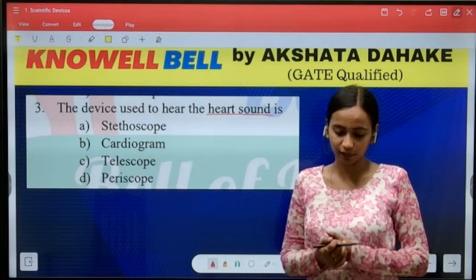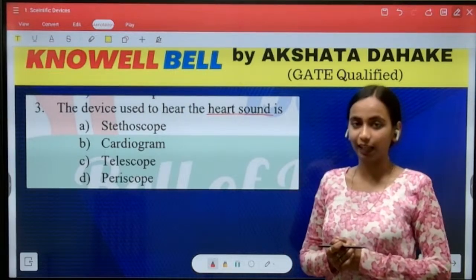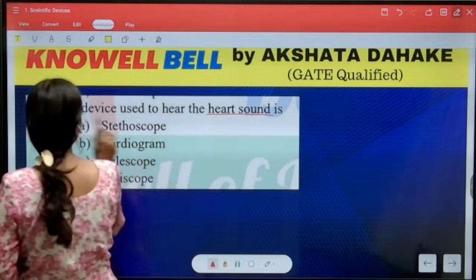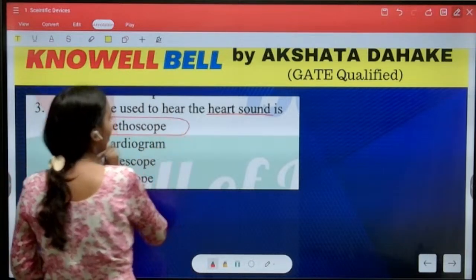Which device do we use for heart sound? Very good. Correctly answered. The device used to hear heart sound is stethoscope. Which device do we use? Stethoscope is used to hear heart sound.